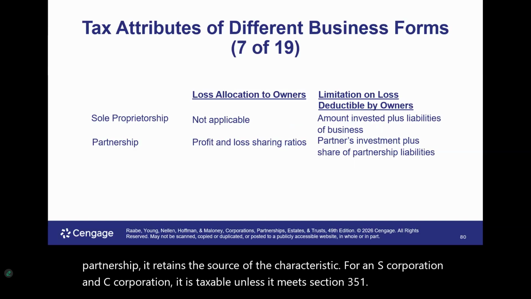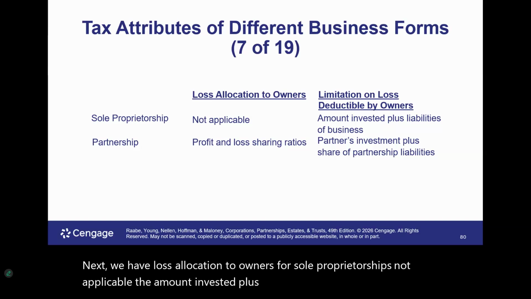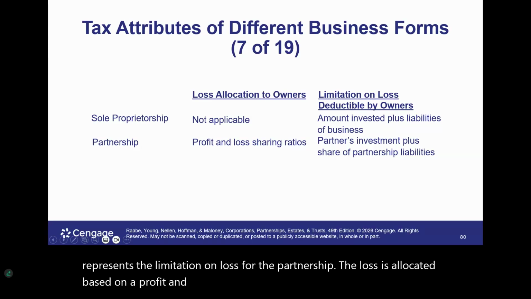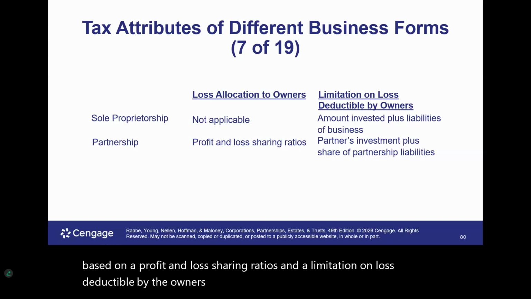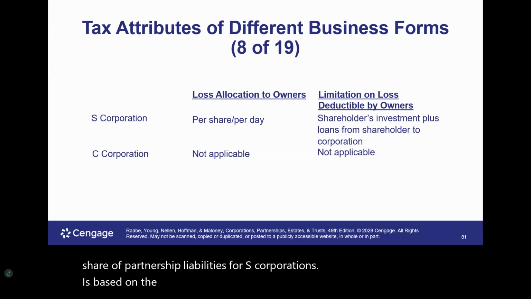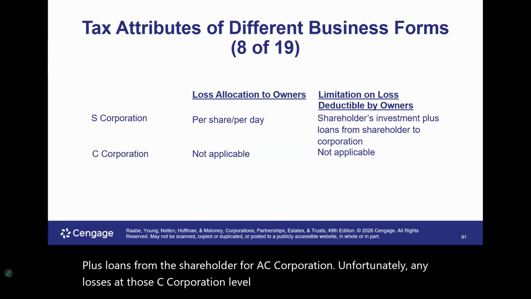Next, we have loss allocation to owners. For a sole proprietorship, it's not applicable. The amount invested plus the liabilities of the business represents the limitation on loss. For the partnership, the loss is allocated based on the profit and loss sharing ratios, and the limitation on loss deductible by the owners is based on the partner's investment plus their share of partnership liabilities. For S corporations, it's based on the shareholder's investment plus loans from the shareholder, per share per day. For a C corporation, unfortunately, any losses at the C corporation level do not pass through to the shareholders.